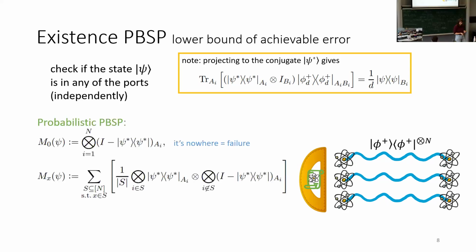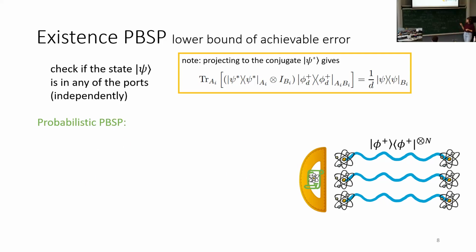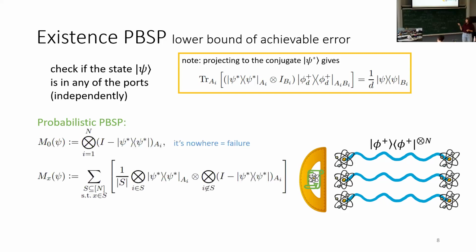For the probabilistic port-based state preparation, we describe the following measurement. It's a bit complex, but what it's saying is that the measurement outcome is X, port number X. There's a normalization, because it could be that the qubit is in two of the ports or something, and then you have to spread the probability somehow, but this doesn't matter so much. The probability of failing, so not finding a qubit in any of the ports, is just projecting onto it being in none of the n boxes. This is the probability of failing, where X is 0.